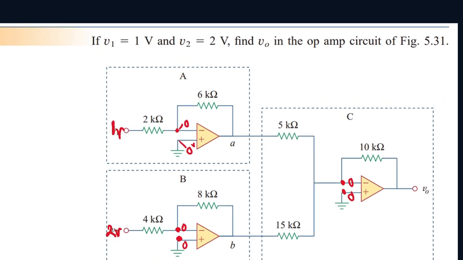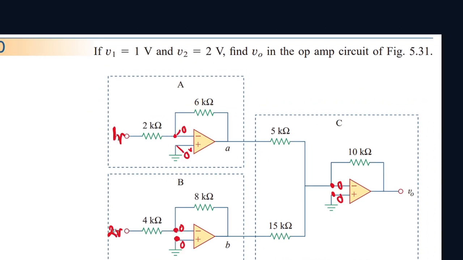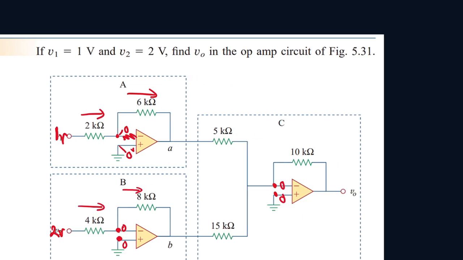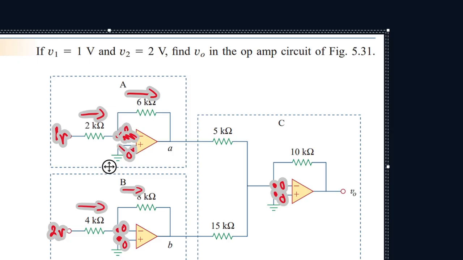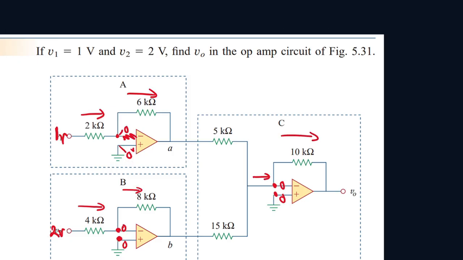Okay? Now, let me rephrase this. The current passing through here will be the same as the current passing through here, because since the current here is 0, we can just ignore this. The same goes for this one, and the same goes for this one. The current entering here will be the same as the current here. So let's call this I1, let's call this I2, and let's call this I3.